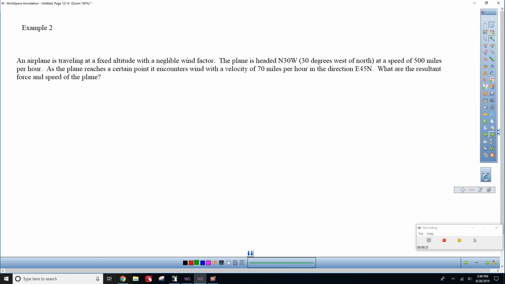An airplane is traveling at a fixed altitude with a negligible wind factor. The plane is headed, this is just jargon, so don't let this trip you up, N30W. What does that mean? 30 degrees west of north. All right, west of north. So let's just draw a picture. Here's north. So 30 degrees west of north would be that.